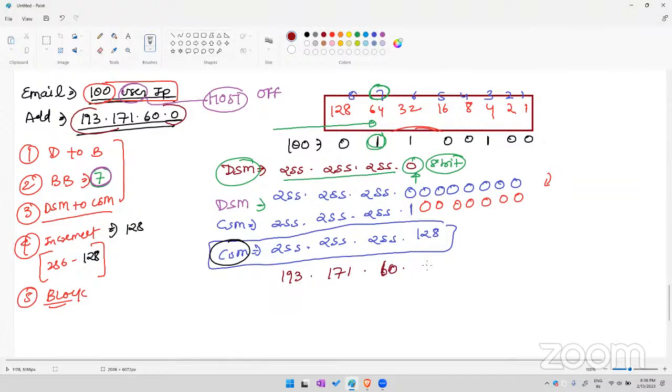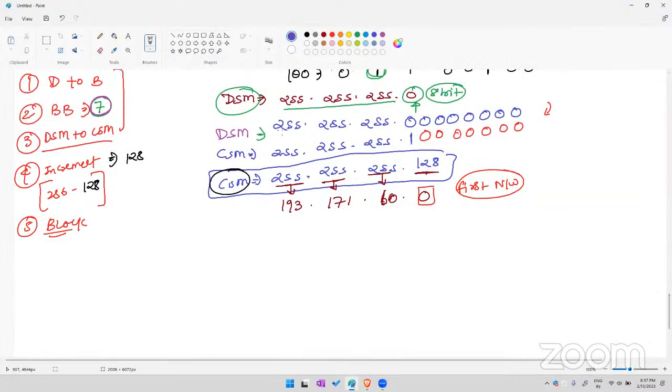193.171.16.0. So first is full, always same. Second is full, always same. Third is full, always same. But fourth is not fulfilled. So we say this one is 0. That means this one is my first network. Okay, now next task. How to get the valid IP and broadcast?